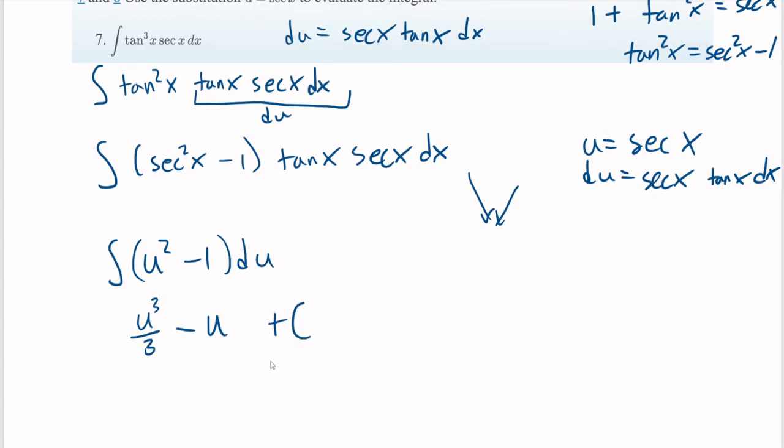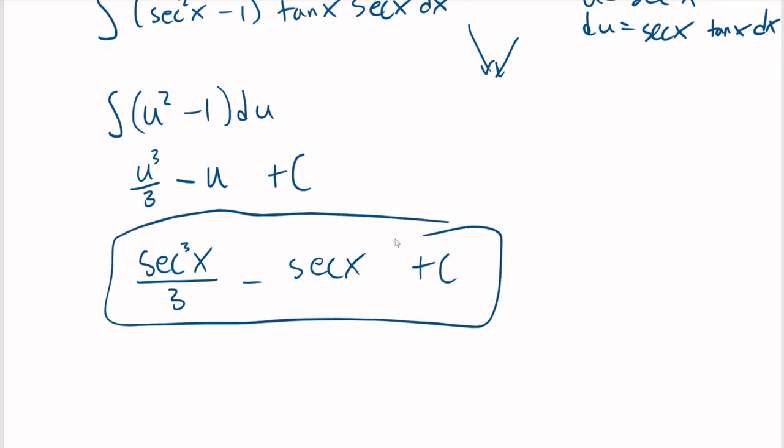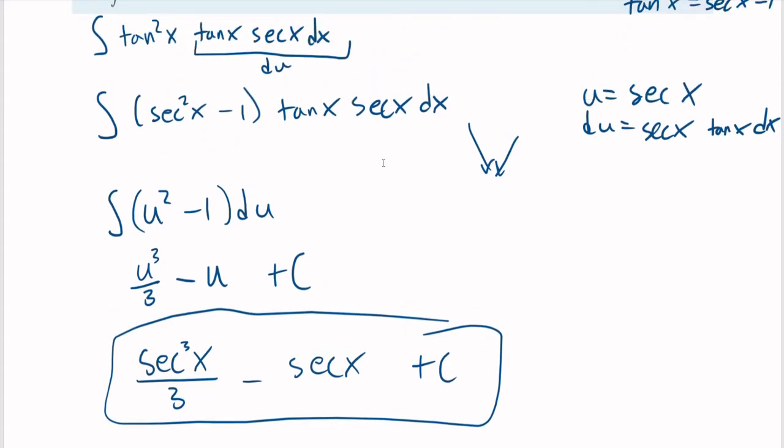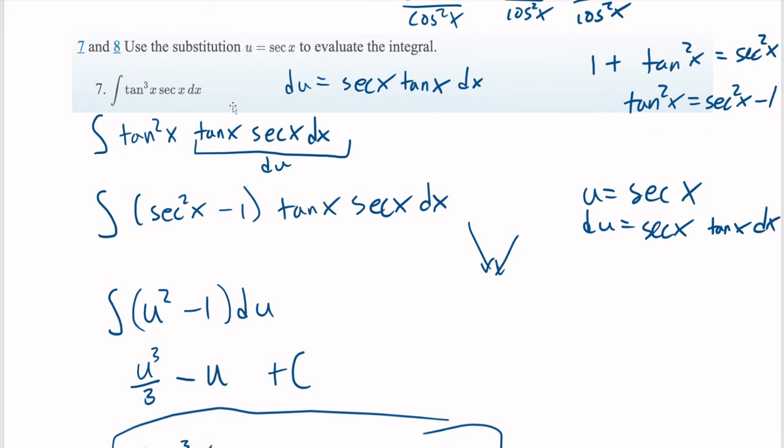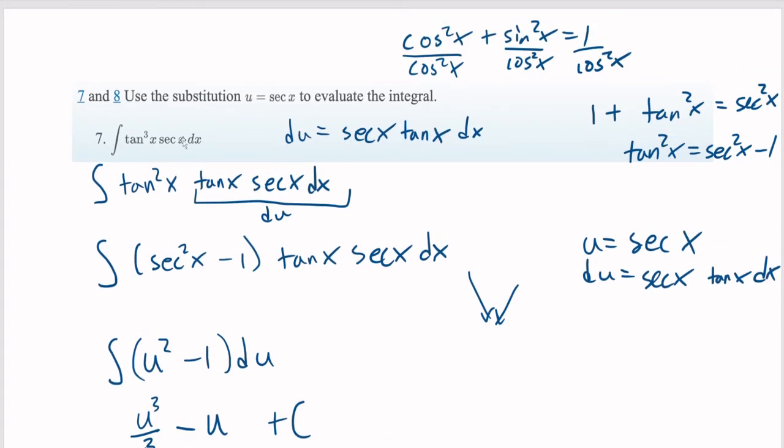Okay, and then go back to your x's. So this is secant cubed x over 3 minus secant x plus c. Boom. Done. So hopefully that's really not too bad to use. Right? We just have to use that same formula, pop one out, rearrange things algebraically, get yourself a du here that makes sense, change whatever you need so that you can get into the right u's, and you're good to go.